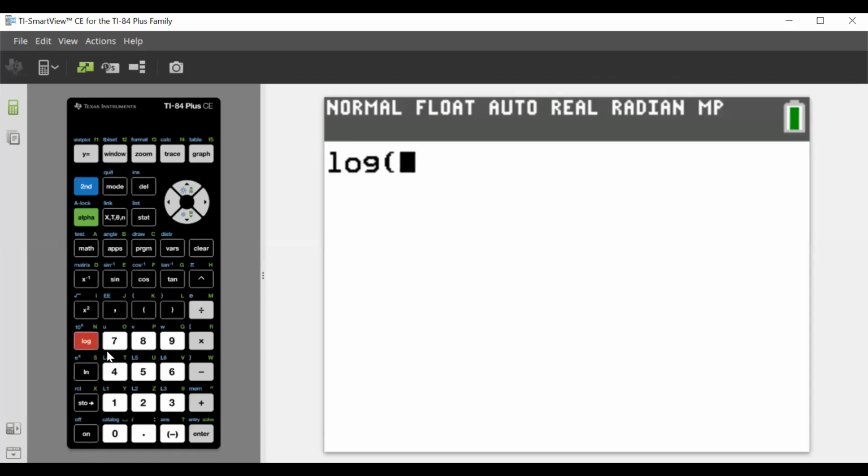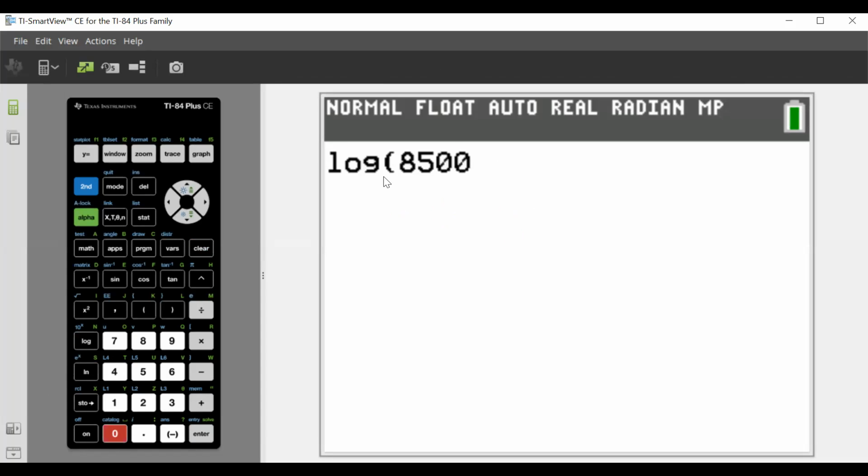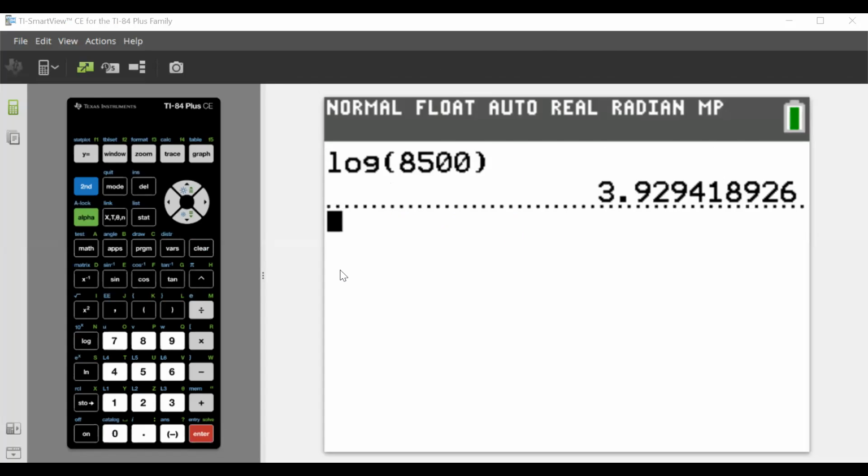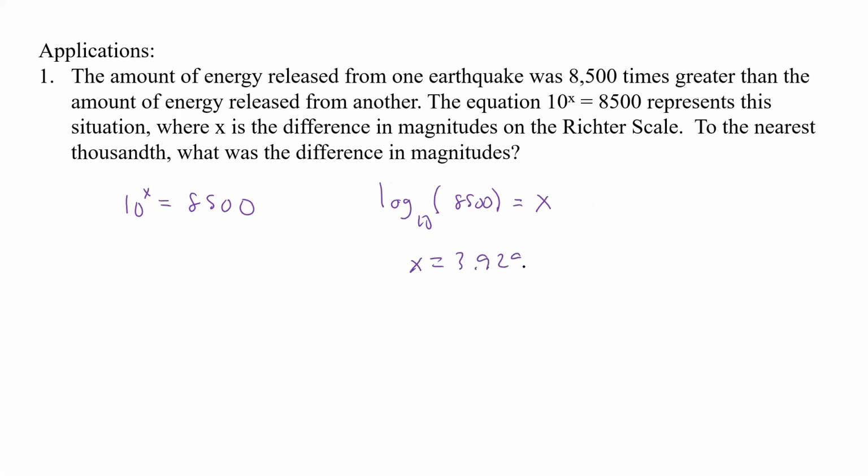And so we're going to take the log of 8,500, and when you have log, that's base 10. So 3.929, and does it say to the nearest thousandth? So that would be to the 3 decimals, and a 4 is not going to round it up, so 3.929. And that would be the difference in magnitudes. Okay, and so that one is 8,500 times greater than the one that was smaller, and that's a difference of 3.929 on the Richter scale. Okay, so looks small here, looks huge here. All right, let's stop here and we'll come back some more.